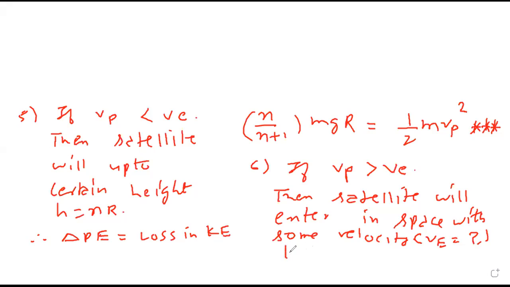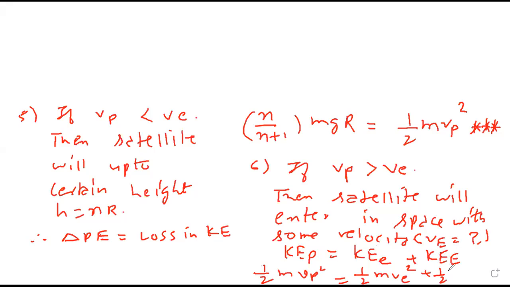So in this case, I can say kinetic energy of projection is used for two purposes, partly to liberate and the remaining by which it will emerge out. So half m velocity of projection square is half m velocity of escape square plus half m velocity of emergence square. Throughout half m, half m, half m we can cancel, correct?